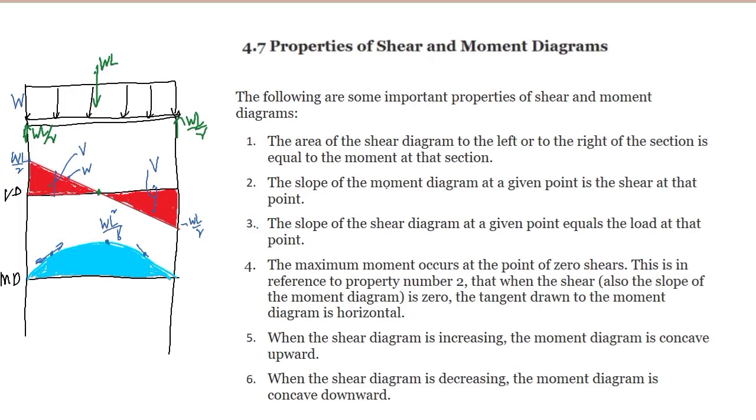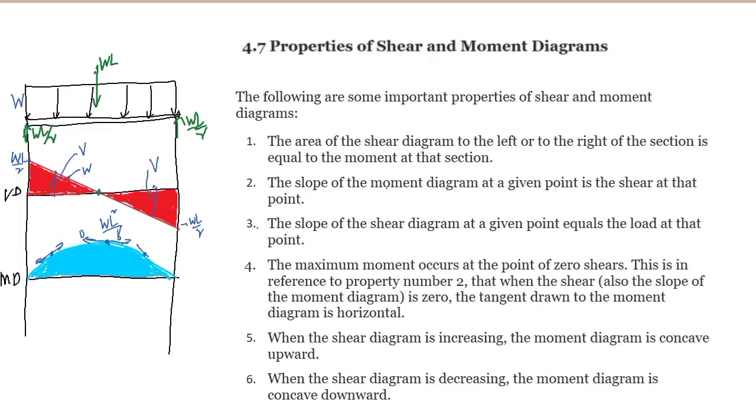Number 4, the maximum moment occurs at a point of zero shear. So this is in reference to number 2, no? So that the slope here is equal to 0. So meaning the shear here is equal to 0. And that is the location of the maximum moment, no? Where the zero shear is located.